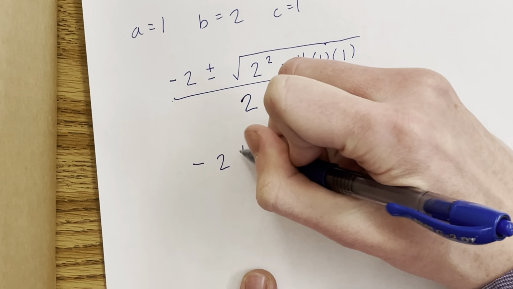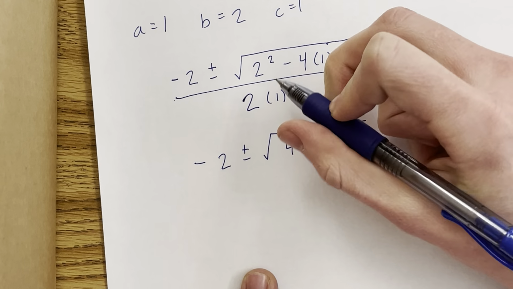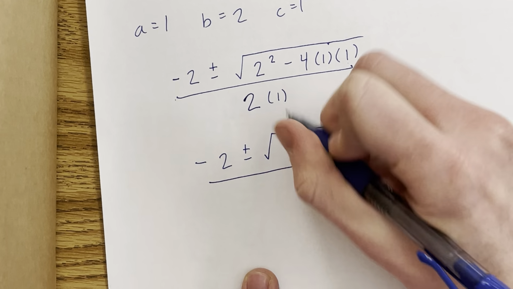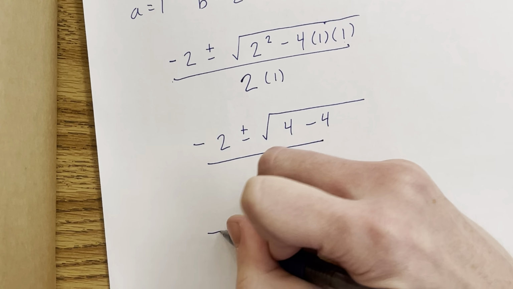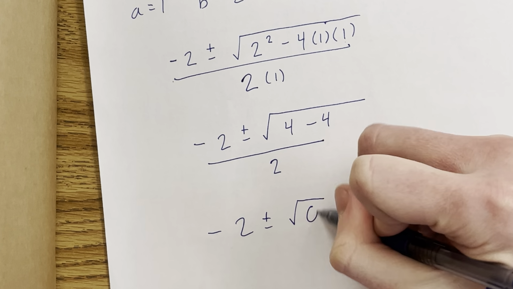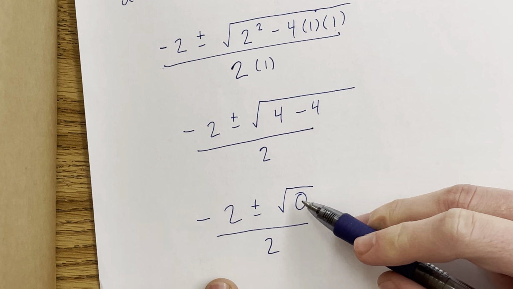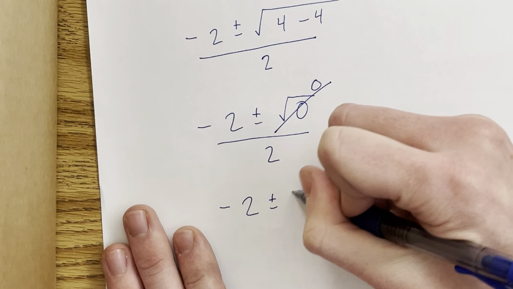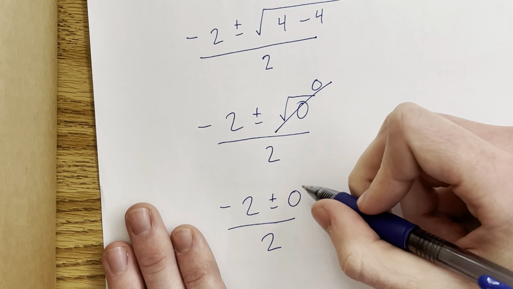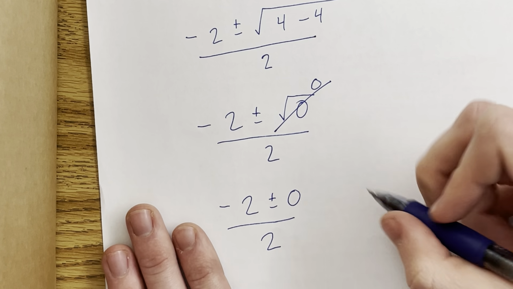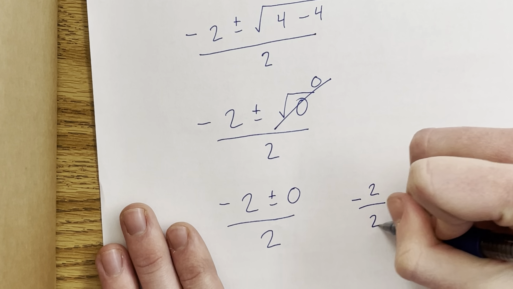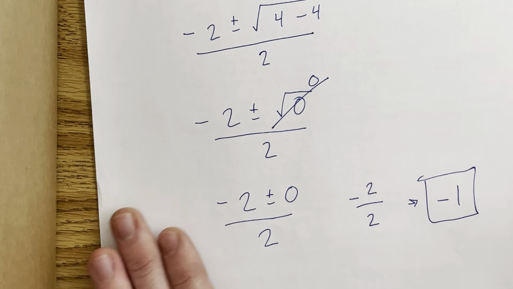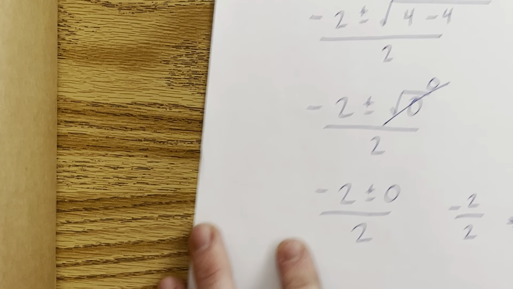So we end up with negative 2 plus or minus the square root of 4 minus 4 times 1 times 1 is 4. All of that over 2. So that'd be negative 2 plus or minus the square root of 0 over 2, which the square root of 0 is just 0. So that'd be negative 2 plus or minus 0 over 2, which if you add or subtract 0, you get the same exact number. So we end up with negative 2 over 2, or when we simplify, negative 1. That would be our single solution for this problem. Let's do one more.